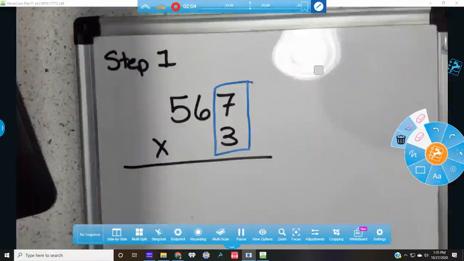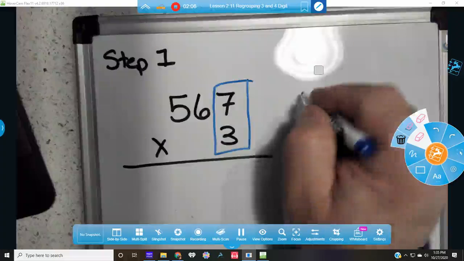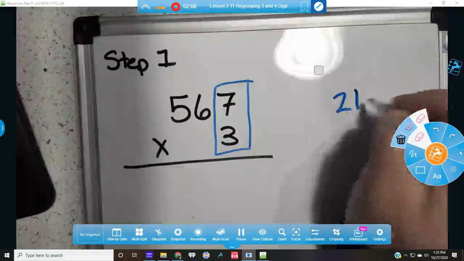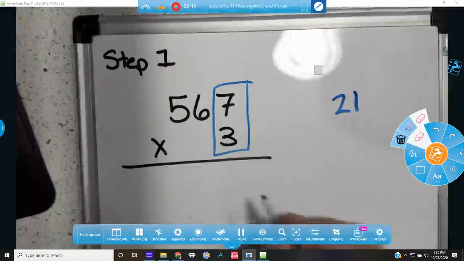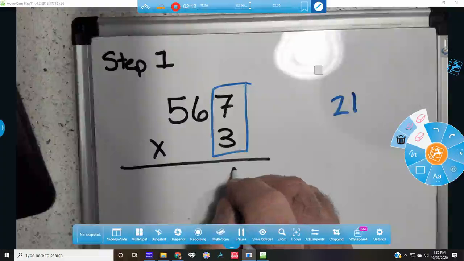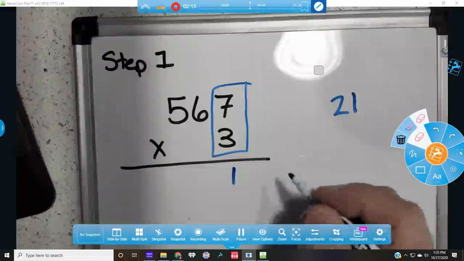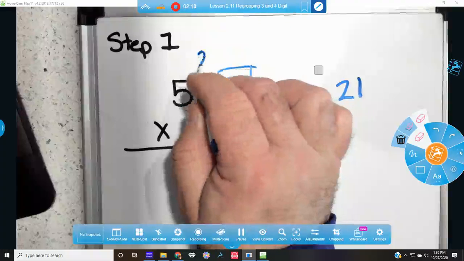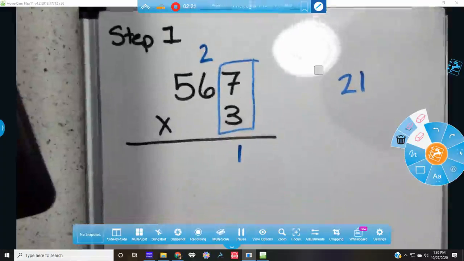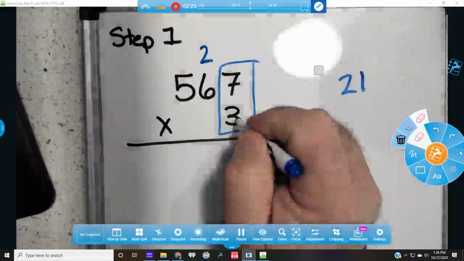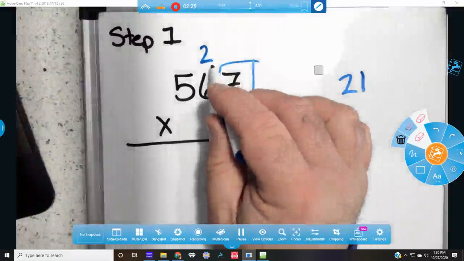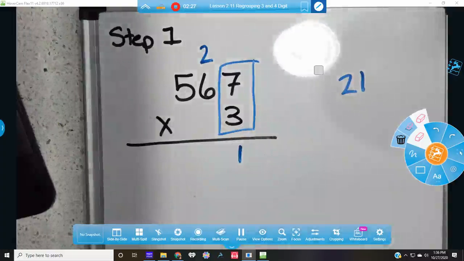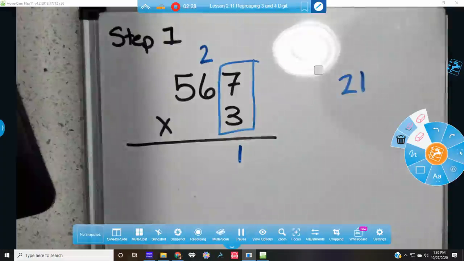So we know that 7 times 3 is 21, but we can't write a 21 right there. So we're going to say that we have 1, 1. We need to regroup our 2 tens. So we're going to place them up above the 6. So we know that we have 6 tens, but now we have 2 more tens as well. Okay? So I'm going to grab my other color here.